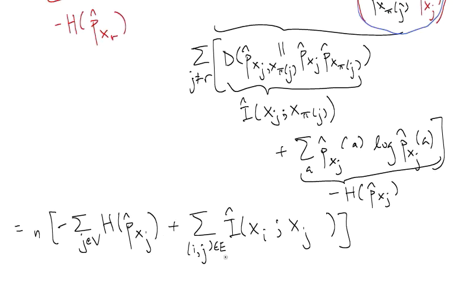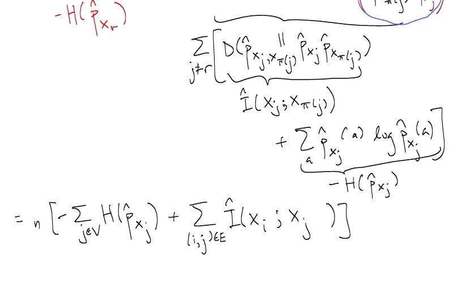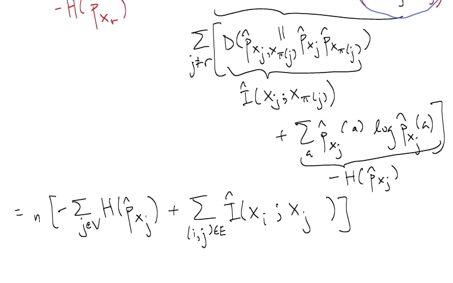The only thing that changes is this thing right here that depends on the edges in the tree. So to figure out what the best tree is possible, we just want to maximize this second term. I'm now going to present an algorithm that maximizes this log likelihood across all possible trees.